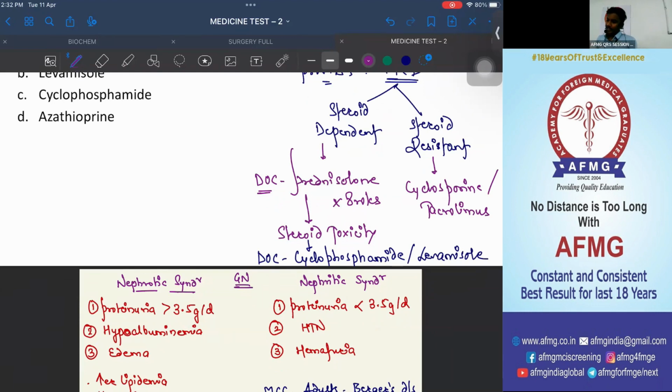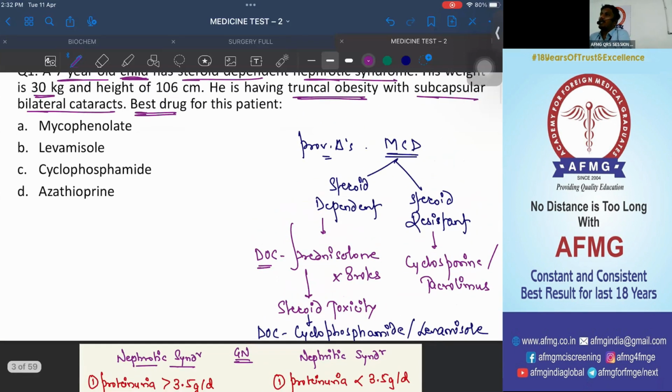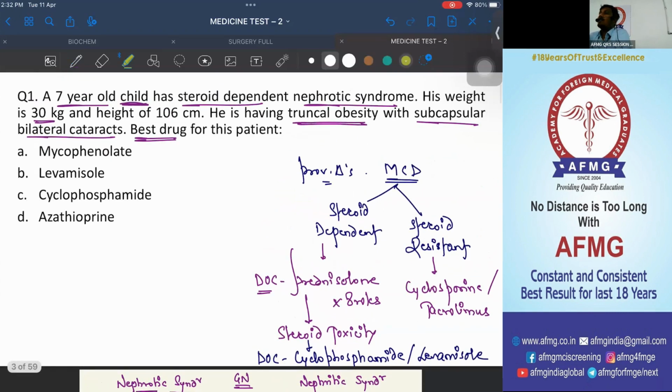Now, here definitely the child was taking steroids for a longer duration of time, due to which what happened? The child developed truncal obesity. Because I hope all of you are quite aware, one of the major side effects of steroids is that they cause truncal obesity due to a concentration of adipose tissue usually in the central part of the body.